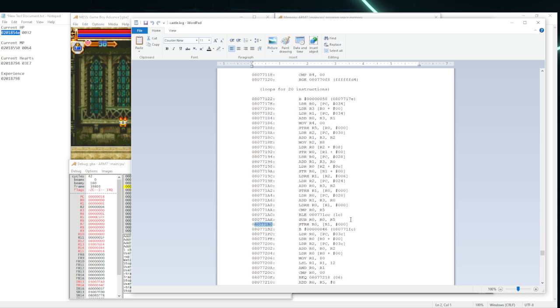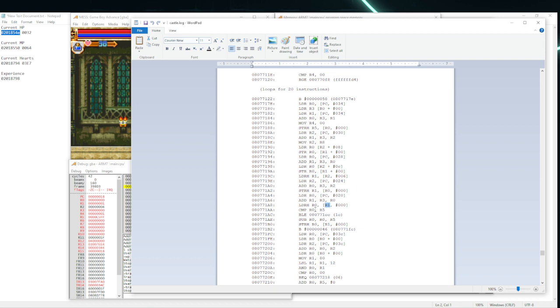Okay, so now we can see here it's saying load half word into whatever is from register 1, which we know register 1 is our health address. Load it into register 0. Then it says compare register 0. Well, you usually got to read these backwards. Compare what's in register 5 to register 0.